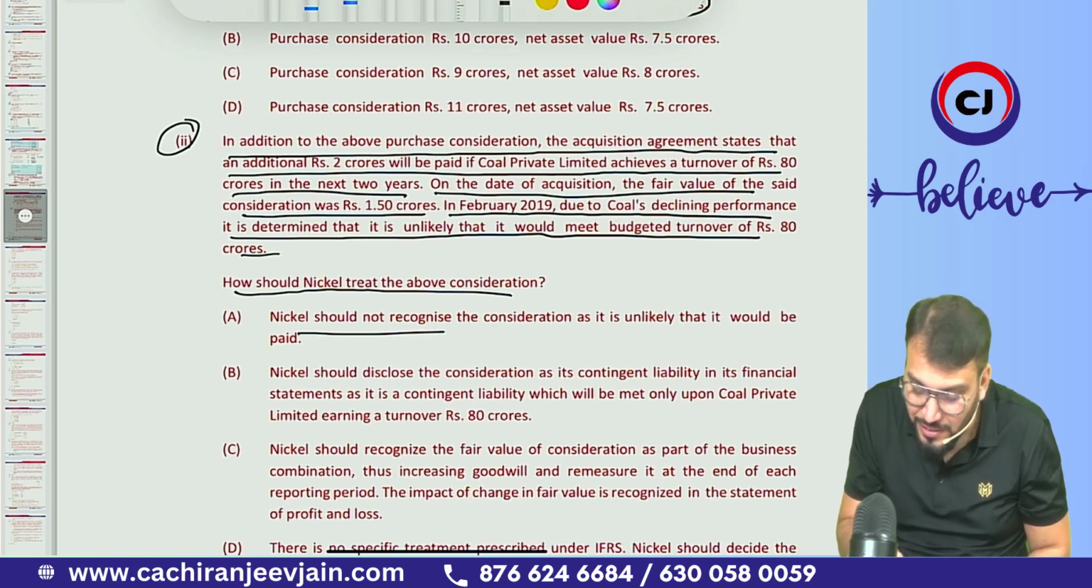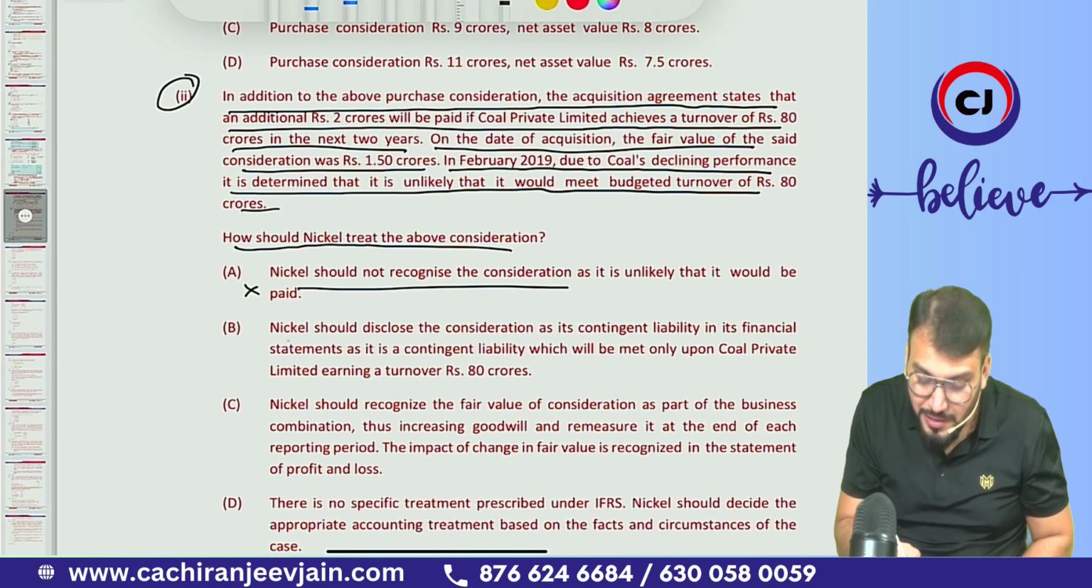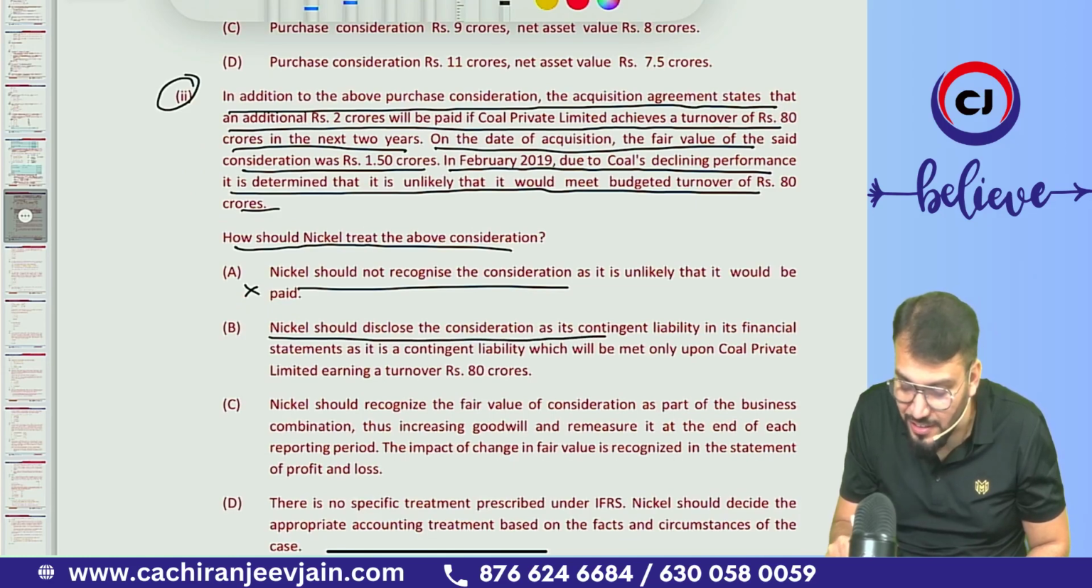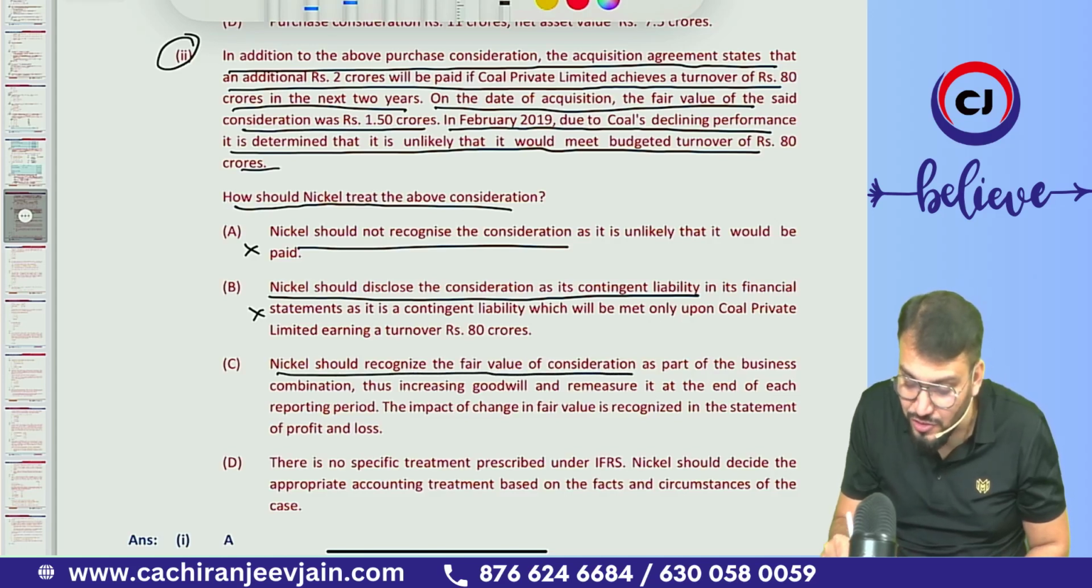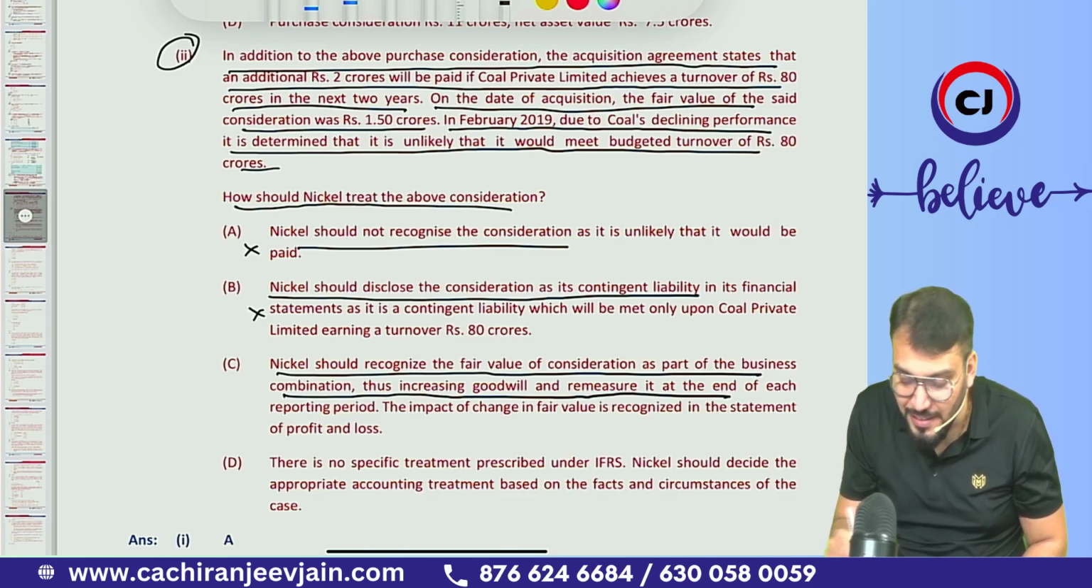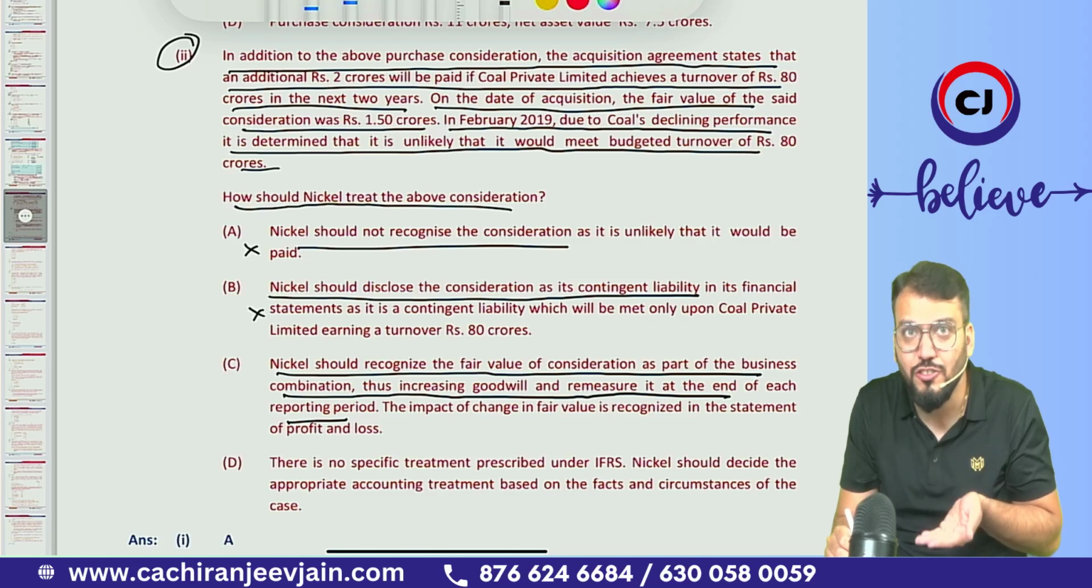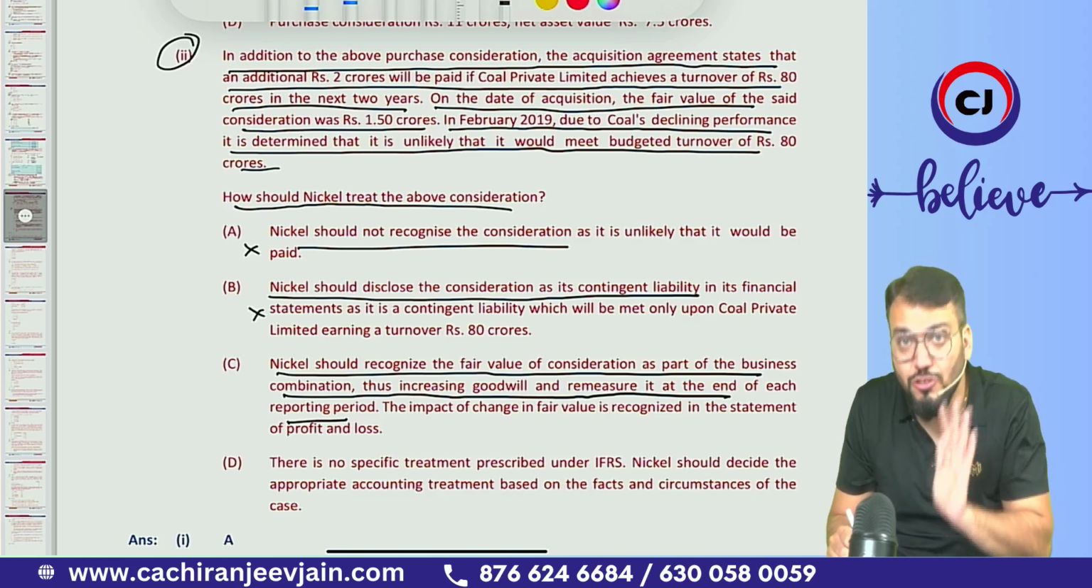Nickel should not recognize the consideration. This is not correct. Nickel should disclose the consideration as it is a contingent liability. This is also not correct. Nickel should recognize the fair value of consideration as a part of business combination, thus increasing the goodwill, and remeasure it at the end of each reporting period. This is the only correct one, because can I say if the PC will increase, so goodwill also increases.